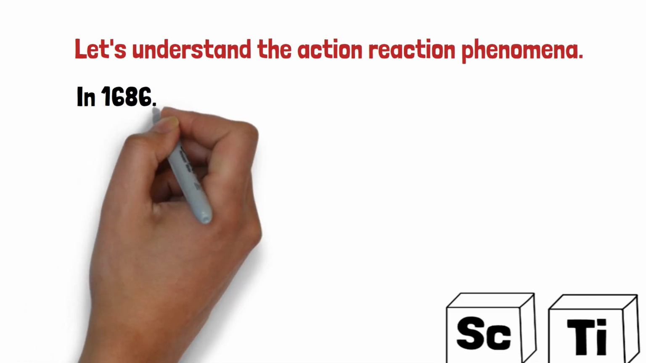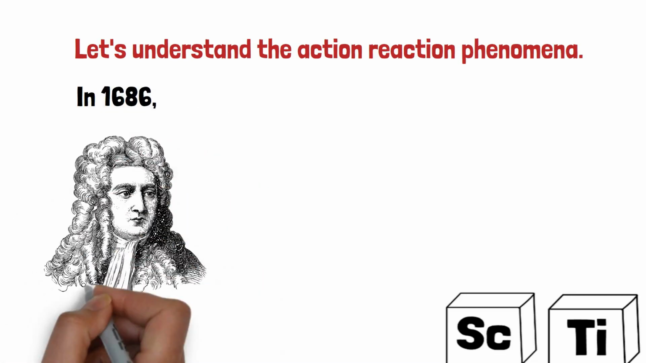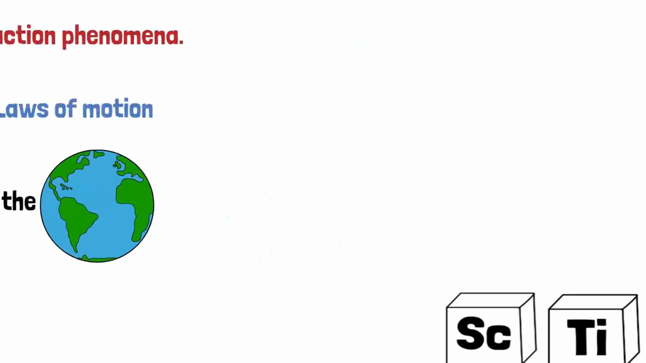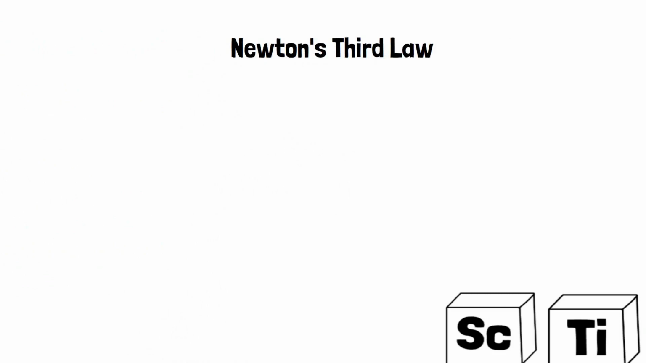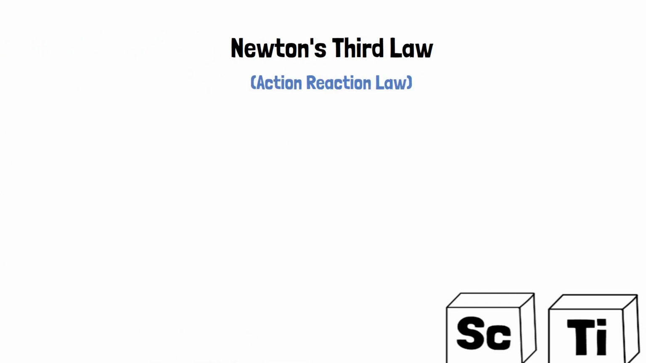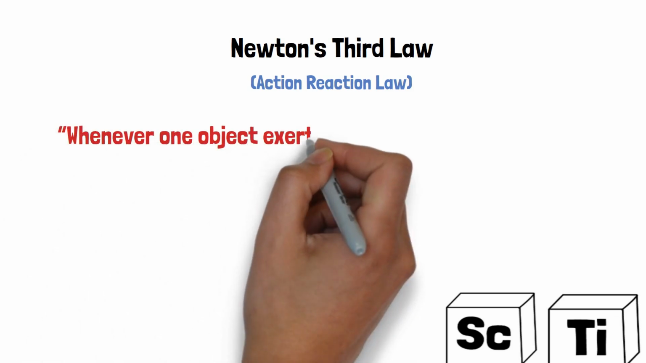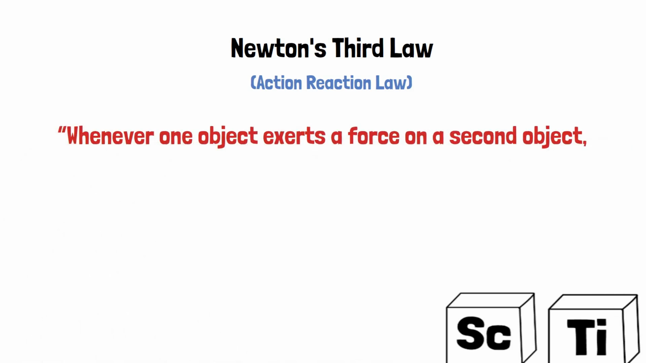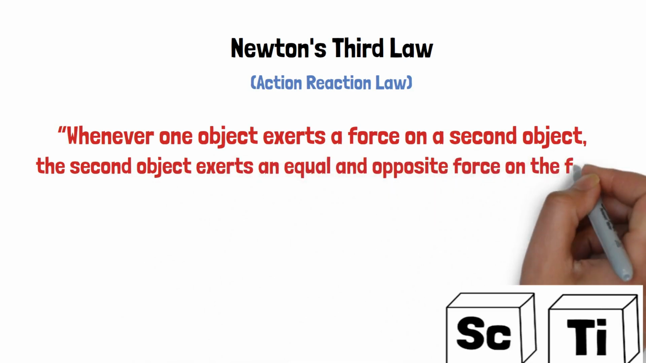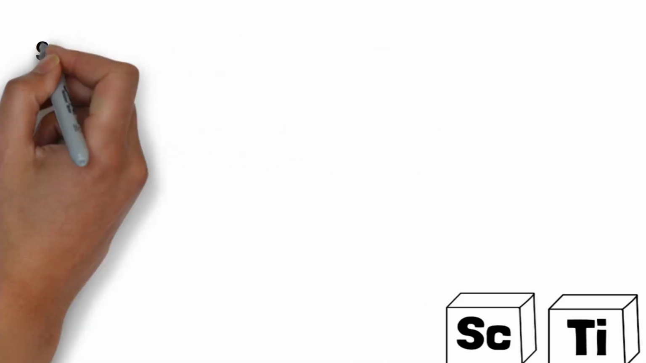In 1686, Isaac Newton came up with his three laws of motion, which revolutionized the field of science and are still being used to invent new technologies. Out of the three laws, the law we are focusing on will be the third law, which is also known as the action reaction law. Newton stated that whenever one object exerts a force on a second object, the second object exerts an equal and opposite force on the first.